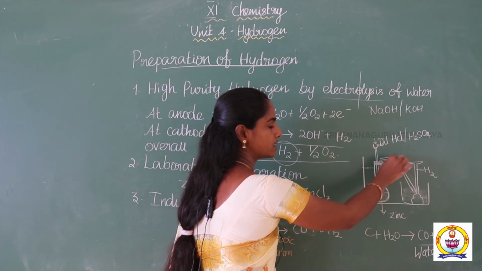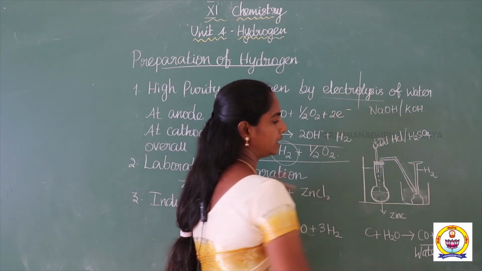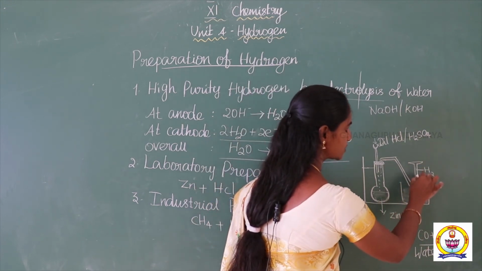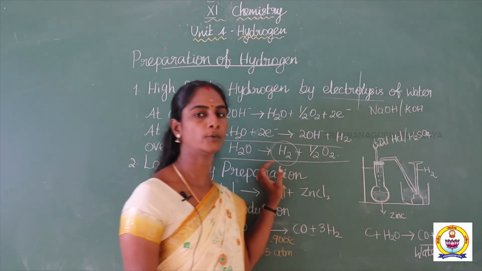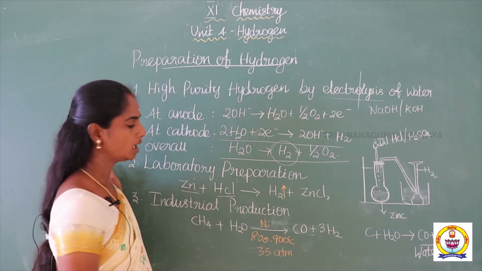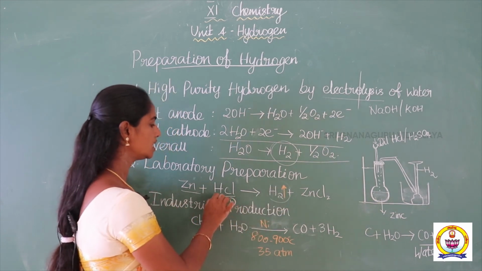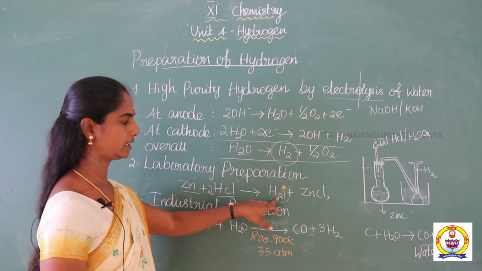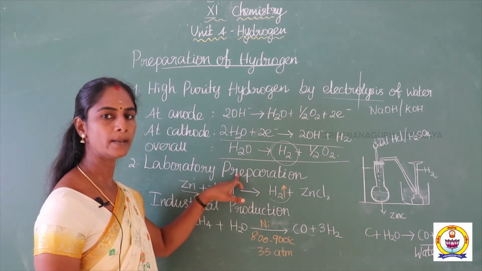The gas evolves through this path and gets collected in this space. The hydrogen gas is collected in this vacuum space. The reaction takes place between zinc and HCl and forms hydrogen gas along with zinc chloride. So this is hydrogen gas. This is the preparation in the laboratory method.